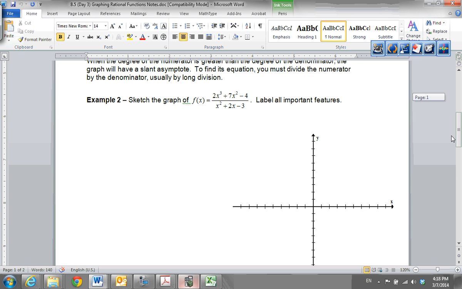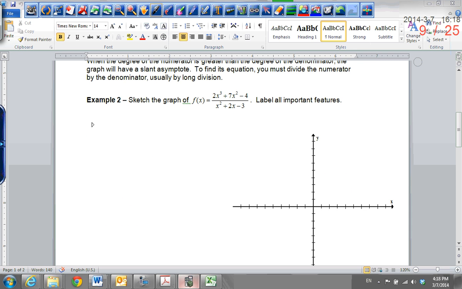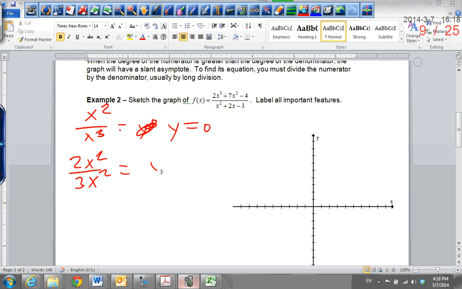So before, we had three different situations. When we had a low degree over a high degree, that was y equals 0. When we had the same degree, talking about degrees here, it was y equals whatever the ratio of the coefficients was. So in this case, 2/3. And the last one, when the top degree was higher, we didn't know what it was.